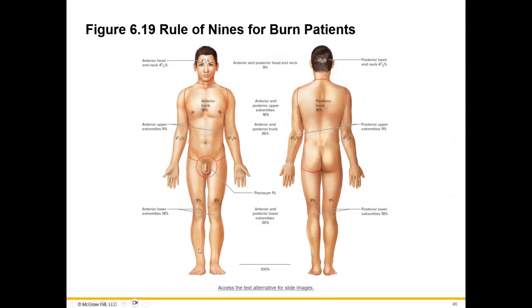Like if the front of the leg is burned, that's 9%. The back of the leg is 9%. The entire arm itself is 9%, so the back's 4.5%, the front's 4.5%. The posterior trunk is 18%, so 9% for each half of the body. The posterior head and neck, 4.5%. The anterior head and neck, 4.5%. So you see why we call it the rule of nines.